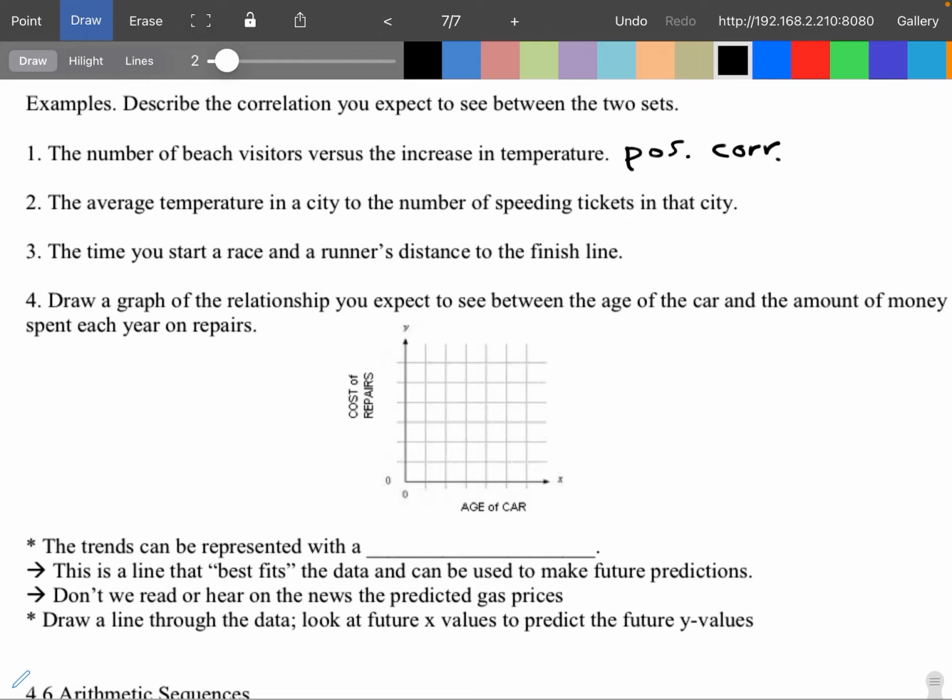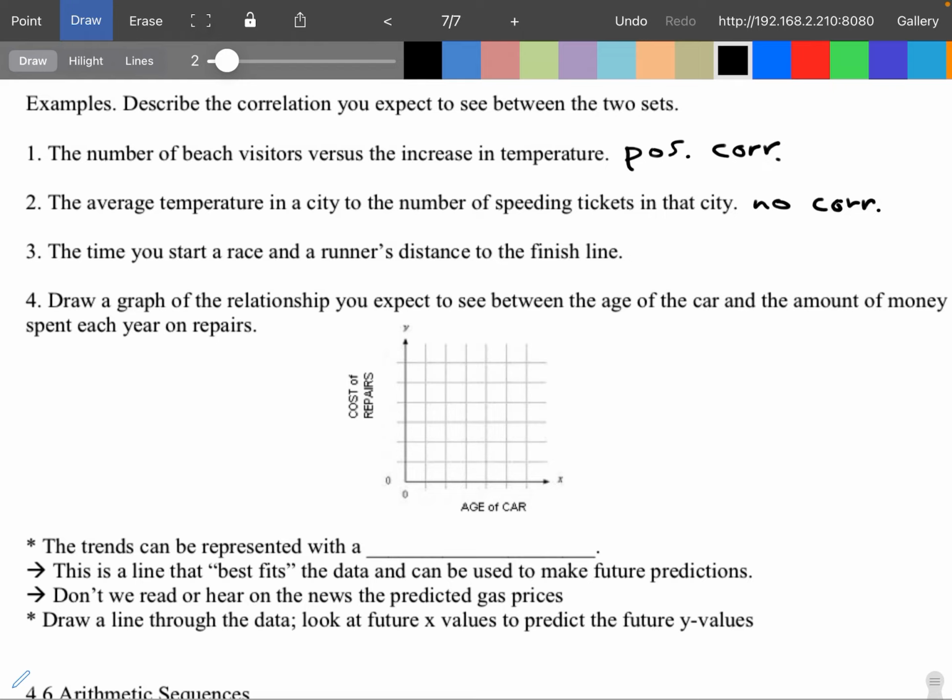All right. The next one, what about a correlation? Is there any correlation between the temperature and the number of speeding tickets? Maybe between the temperature and road rage tickets, but I don't think there's hardly any correlation there. Okay, there's no correlation between temperature and speeding.